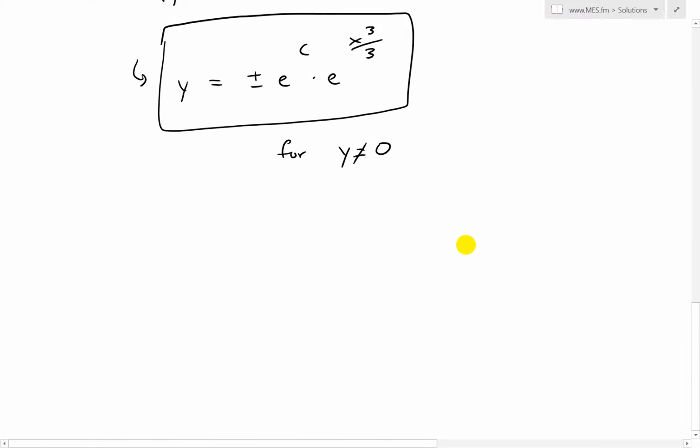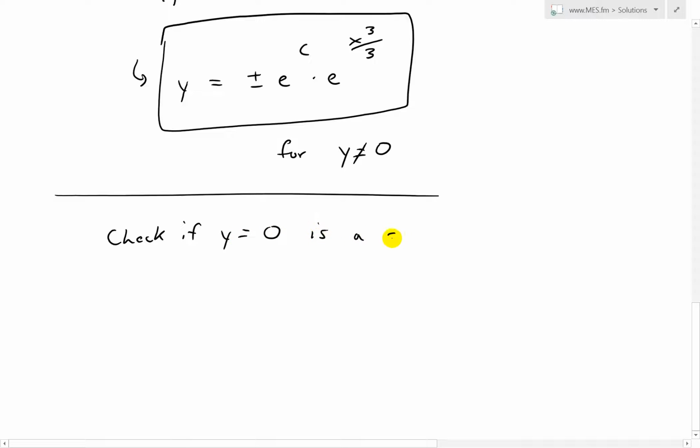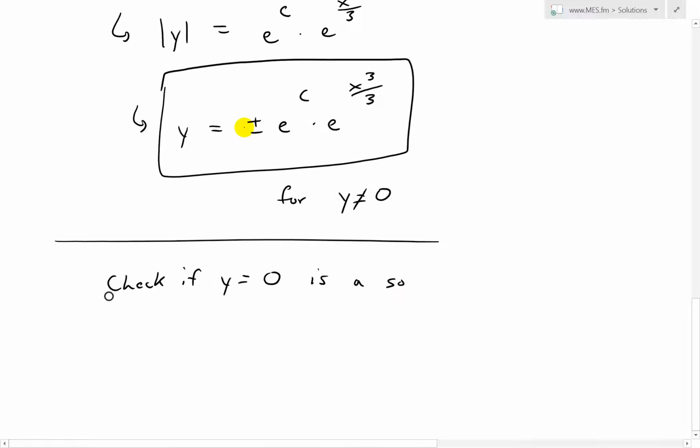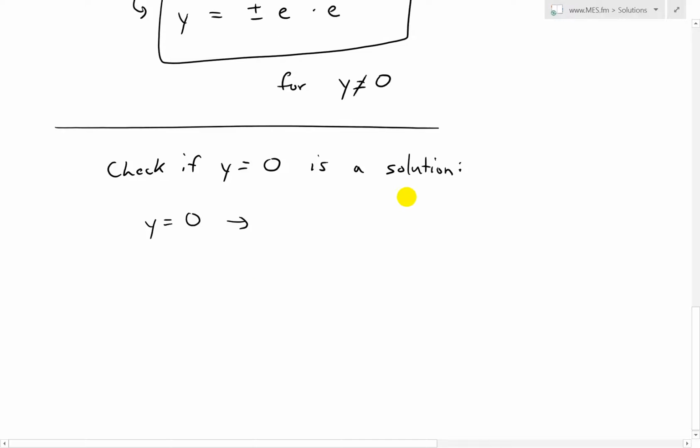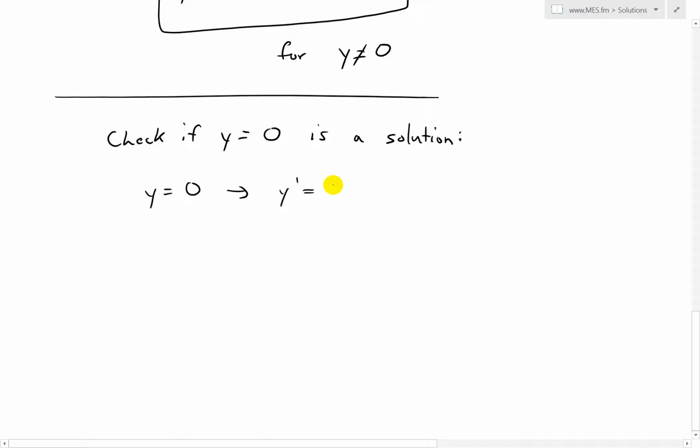But what we can do is check if y equals 0 is still a solution of the differential equation. So I'll just write: check if y equals 0 is a solution. Because again, the method we used to get to this point assumed y is not equal to 0, because we had a 1 divided by y in the equation. So if y equals 0 is a solution, the derivative y prime has to be 0.